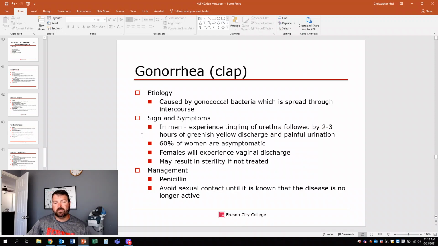All right, gonorrhea, also known as the clap. I don't know why it's called the clap. Etiology: caused by gonorrhea bacteria, which is spread through intercourse. Signs and symptoms: men experience tingling of the urethra followed 2 to 3 hours later by greenish yellow discharge and painful urination. 60% of women are asymptomatic. Females will experience vaginal discharge. It may result in sterility if not treated. Management is penicillin. Avoid sexual contact until it is known that the disease is no longer active.